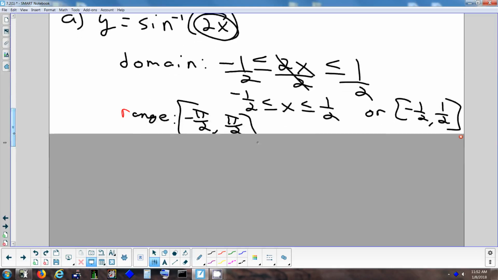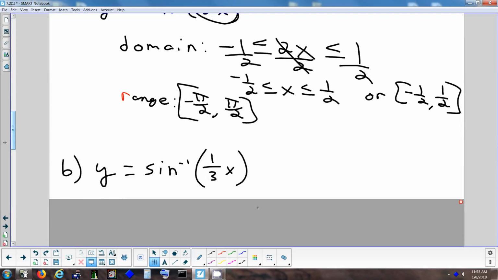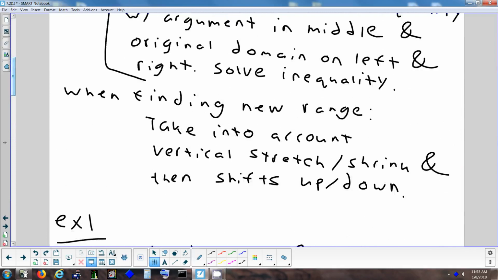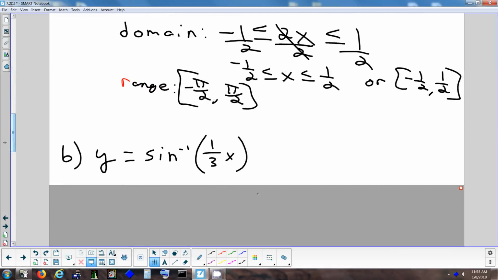Okay, let's try this one. Okay, we'll do one more with domain, and then I'll scroll back up. So if you didn't copy down how to find the range, we'll do that next. But I want to try another one with domain first before we talk about that. Okay. That's a horizontal stretch or compression. It's one of the two.